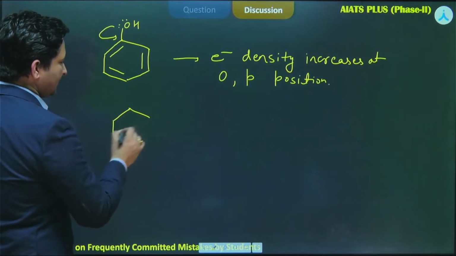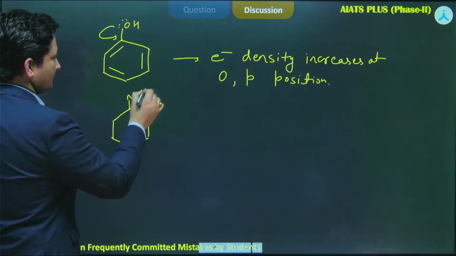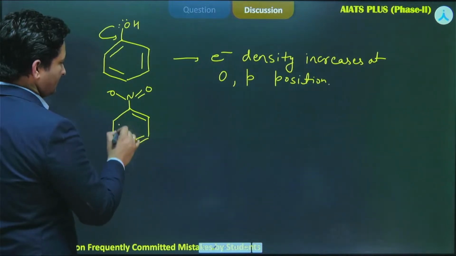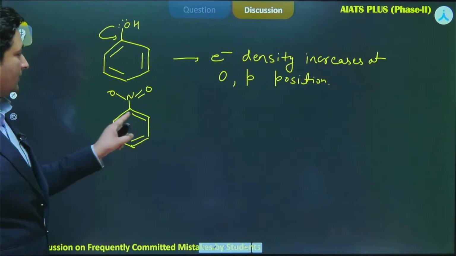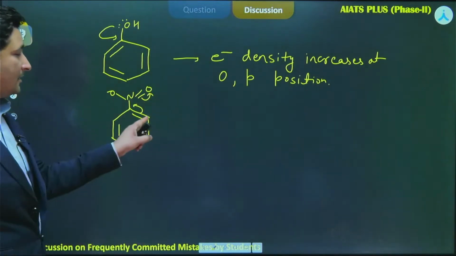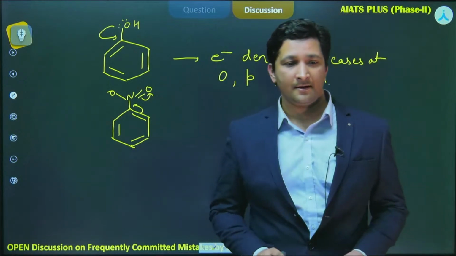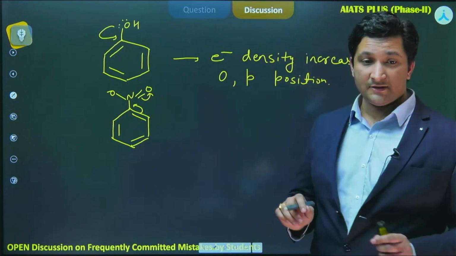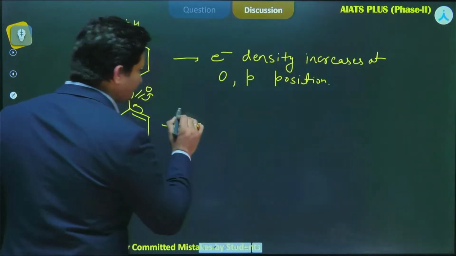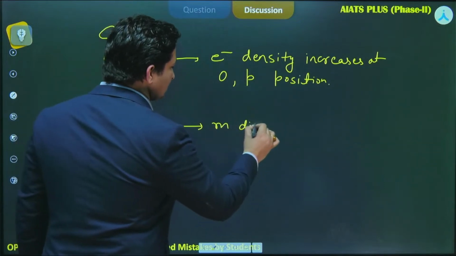Suppose NO2 is there. Now, in this resonance, this will move here, this will move here. Ultimately, positive charge will develop at ortho and para position. Okay, Ishani? So in that case, I will tell you a trick. So this is actually meta directing.